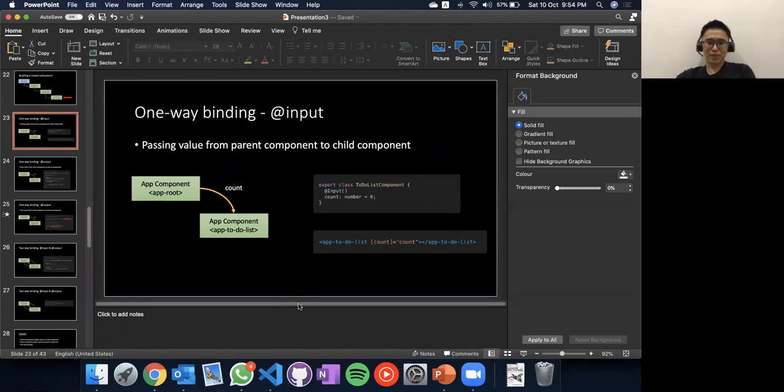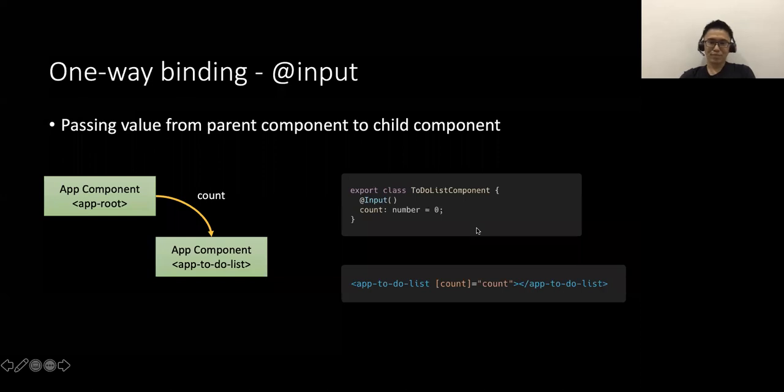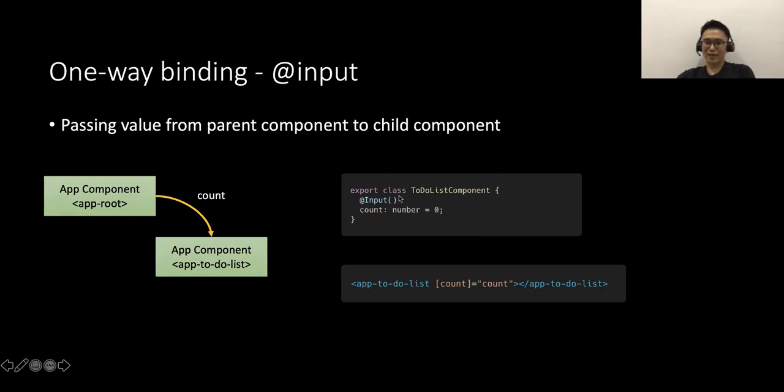So yep, for one-way binding from parent to child, we need to use an input in the child. Okay, and the attribute name will be the property name in the child class. Okay, and then we pass it using a square bracket. This is one-way binding from parent to child.